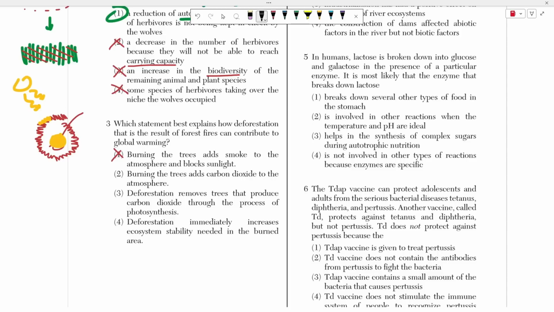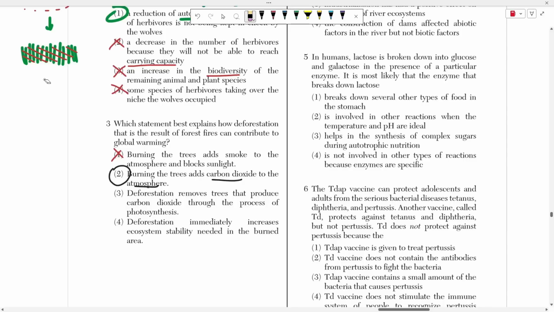Choice 2 says that burning the trees adds carbon dioxide to the atmosphere. Now this is true, right? If we were adding smoke to block the sunlight, we would be getting colder. Think about it. If you're walking on a street, you're walking in the shade. The shade is always cooler than walking in the direct sunlight. So if you are blocking the sunlight, you're making the world colder.